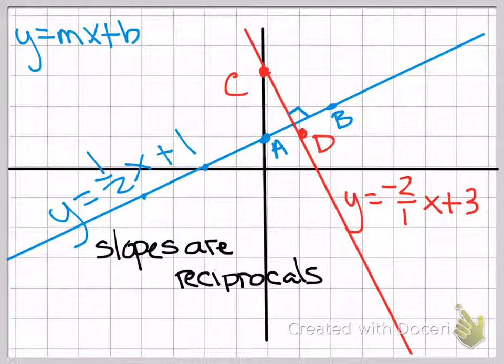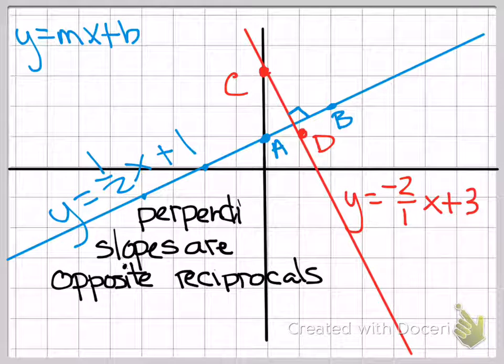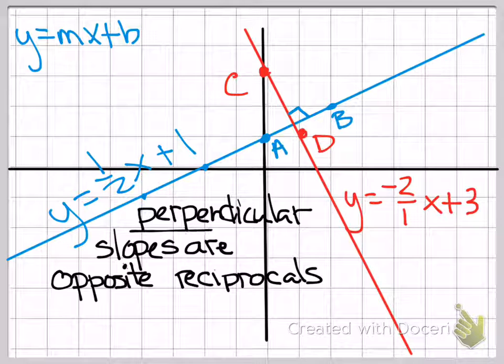One other thing you have to tell me, though. One's negative and the other one is? Give me a word to describe what happens if one's negative and one's positive. If you have a negative and a positive, we would say they are what to each other? Starts with an O. Very good. That's the thing you have to know about perpendicular lines. The slopes are opposite reciprocals.